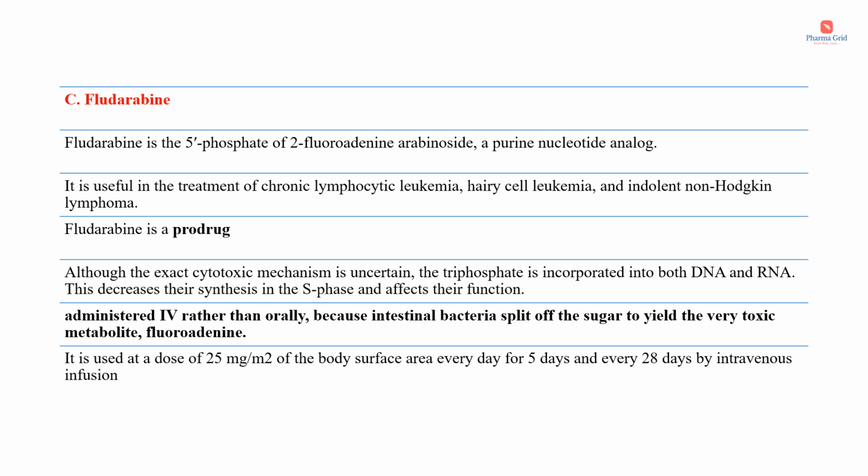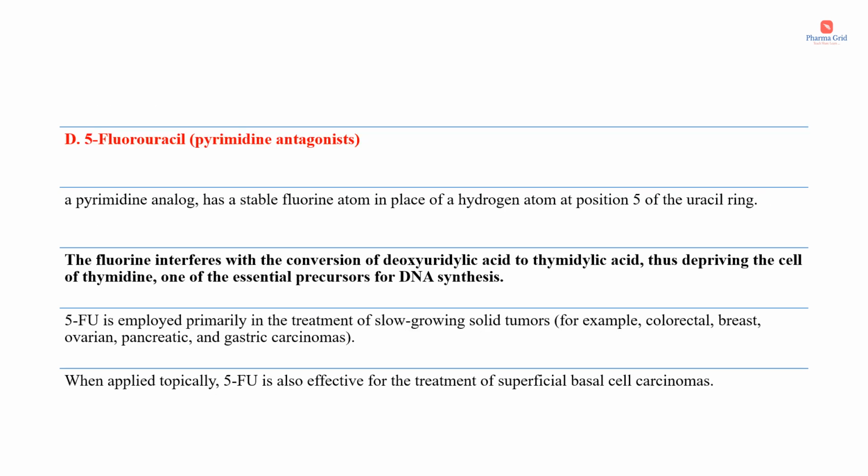It is used at a dose of 25 mg per meter square of the body surface area every day for 5 days and every 28 days by intravenous infusion. So under antimetabolites, the next category is pyrimidine antagonist.